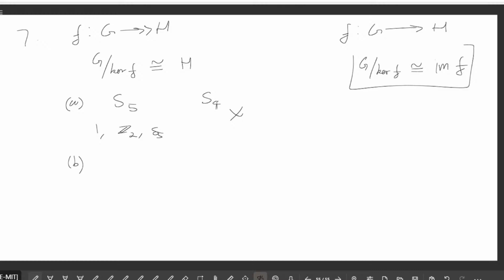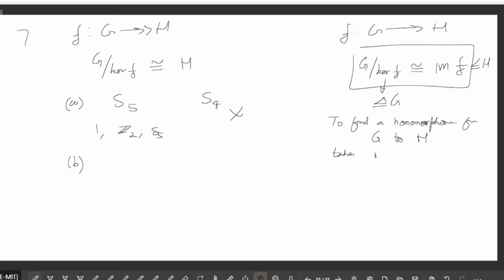This is all. G modulo kernel F must be isomorphic to the image of F. But the image of F must be a subgroup of H, and the kernel of F must be a normal subgroup of G. So we'll write it down. To find a homomorphism from G to H.